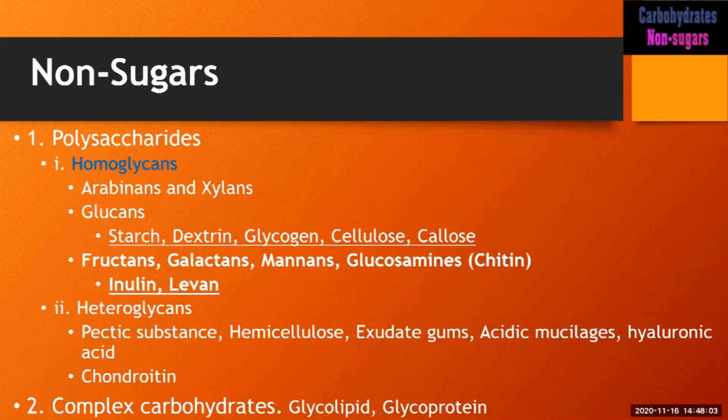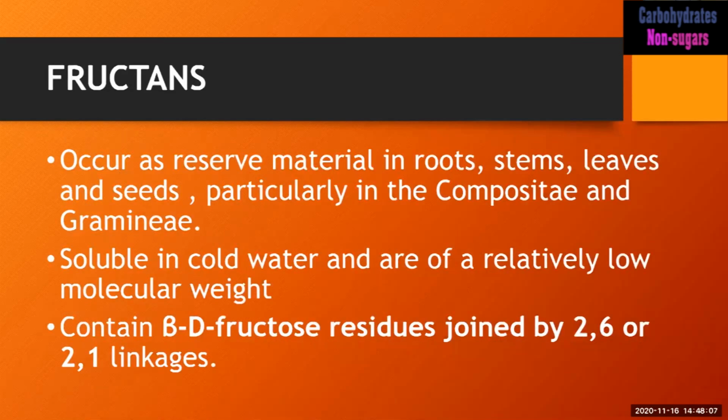So then comes the fructans. Fructans are the reserve material in the root, stem, leaves, and seeds. They are particularly present in the Compositae and Gramineae families. They are soluble in cold water and are of relatively low molecular weight. They contain beta-D-fructose residues joined together by 2,6 or 2,1 linkages.